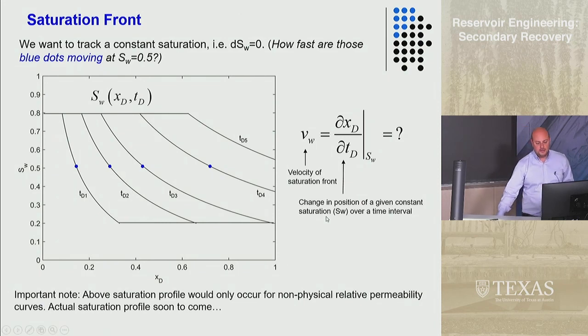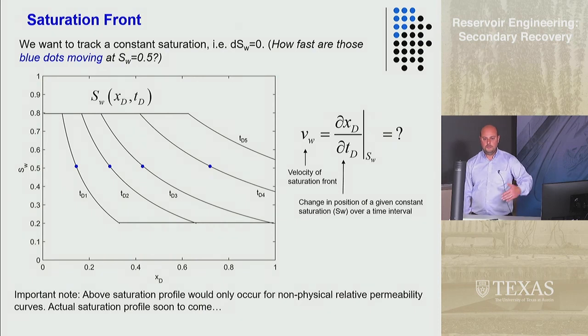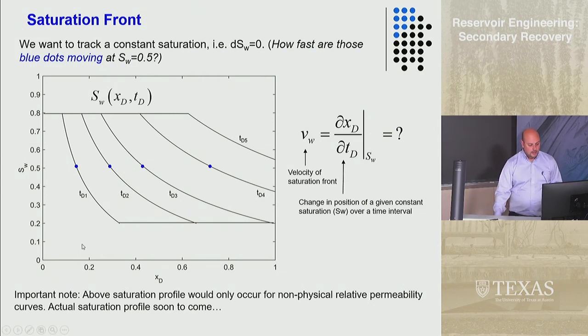And we're going to call that the velocity of the saturation front, VW, which is the derivative of distance with time. I mean, we know that that's what velocity is, right? Velocity is a change in position over time. And so VW is the change in XD. XD is changing here, right? It's this, then it's this, then it's this, divided by DTD, where the DTD is like TD2 minus TD1 or something. So it's the change in X divided by the change in time. And we're going to call this VW, and it's specific to the saturation, 0.5. If I had chosen 0.4, VW would be different. 0.6 would be different.